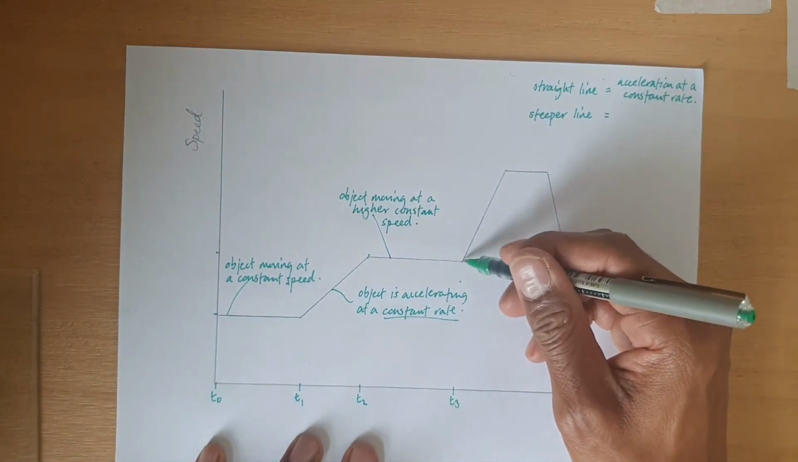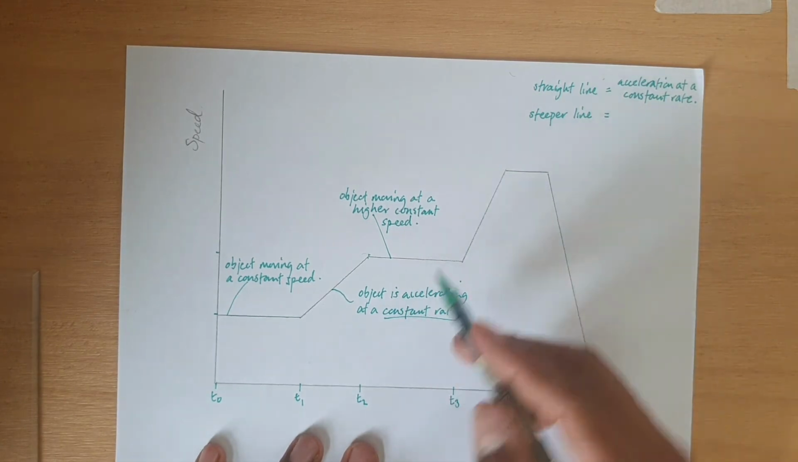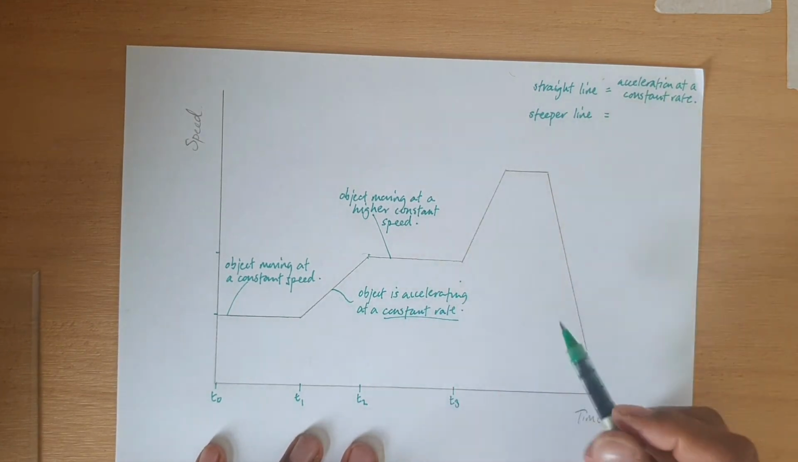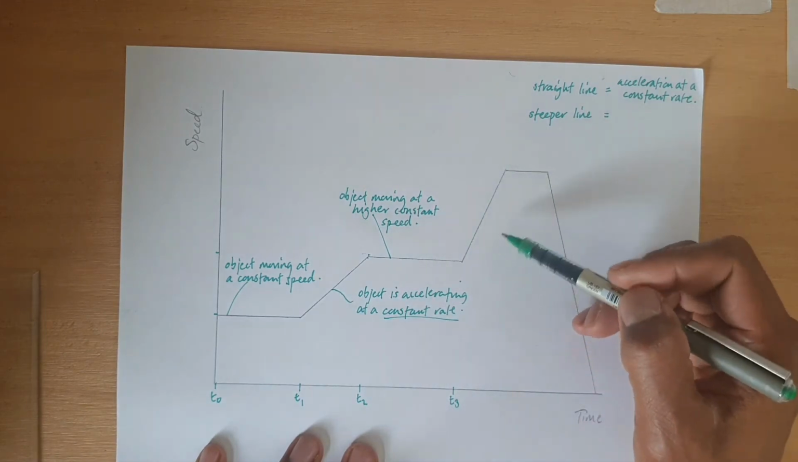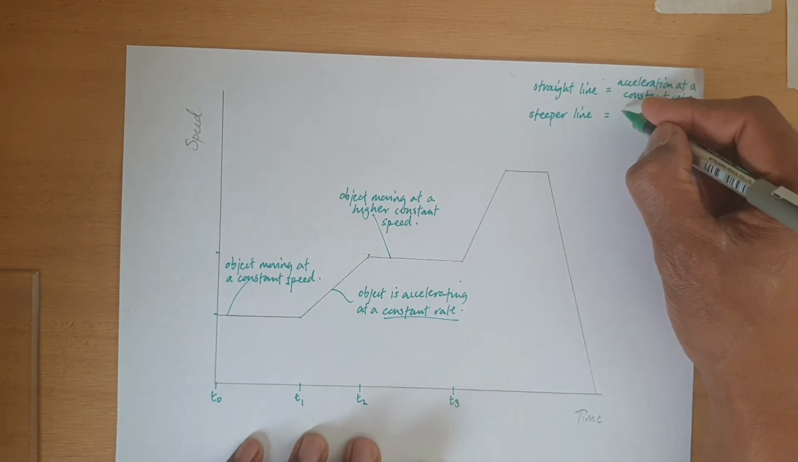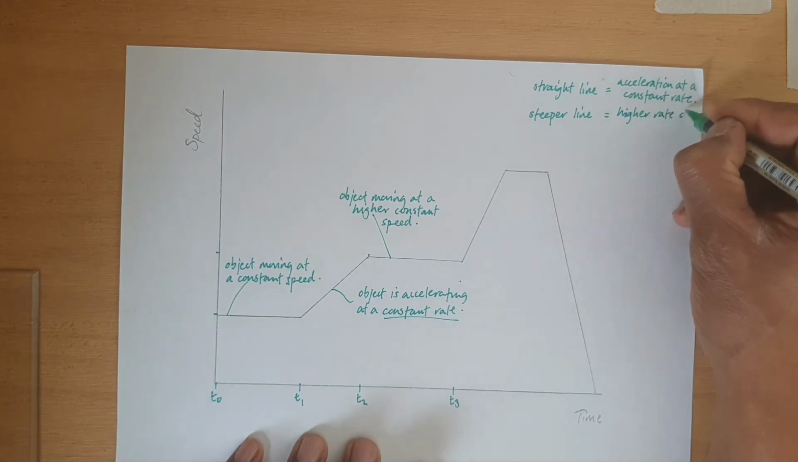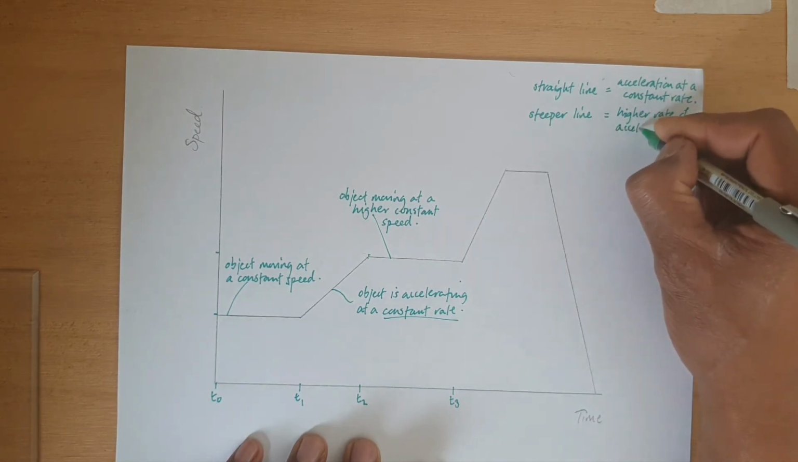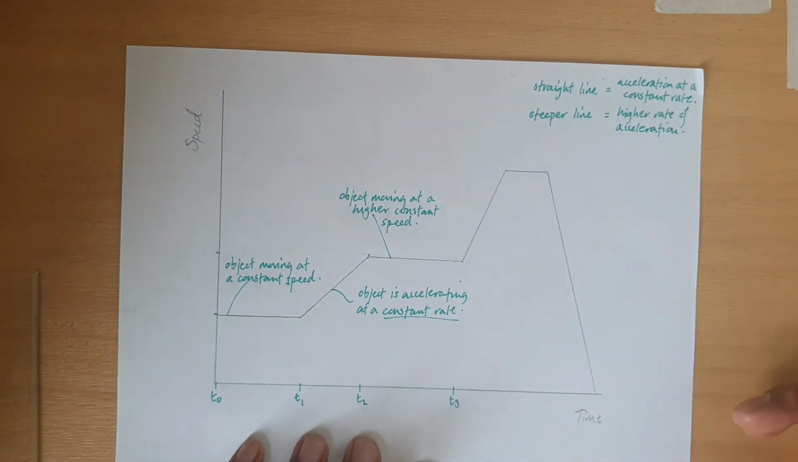Then we get to T3 and we get another incline, but this incline is steeper than the last incline, if you notice there. And how steep the line is equals the rate of acceleration. So a steeper line is a higher rate of acceleration. Now, what does the rate of acceleration mean? It means how quickly something speeds up.